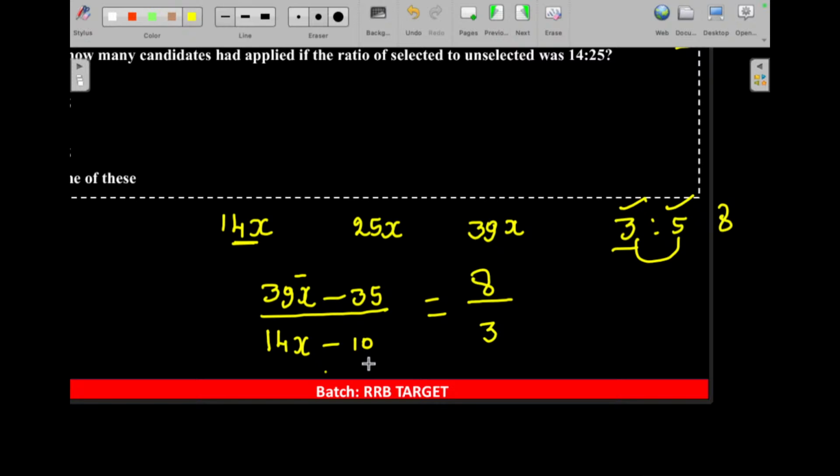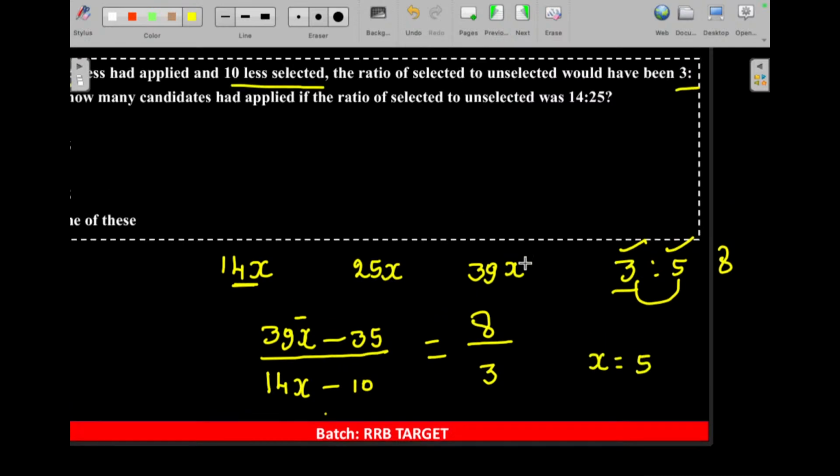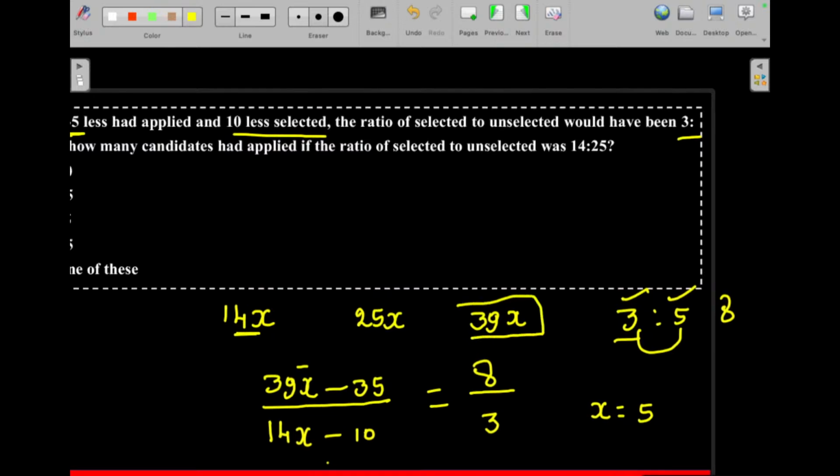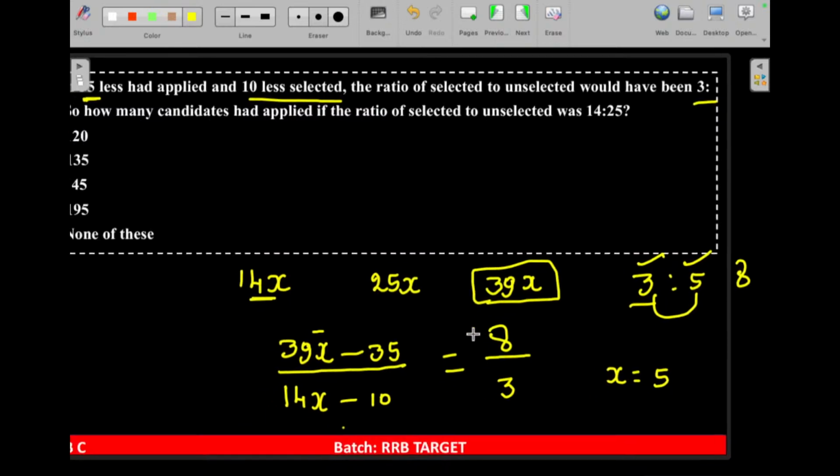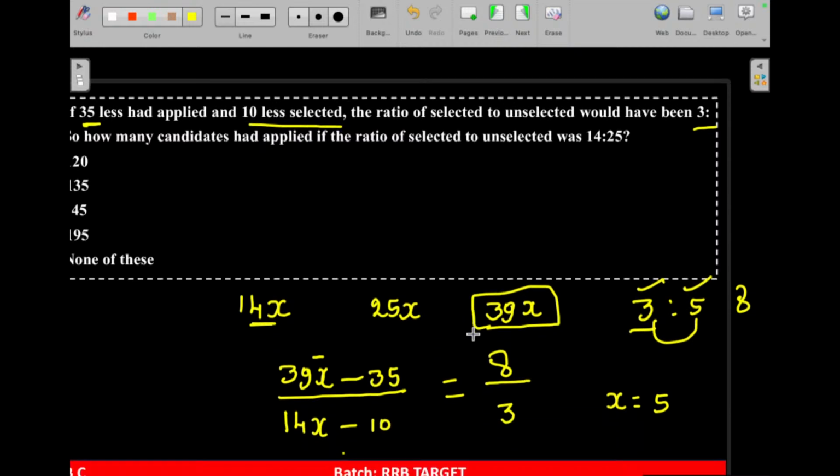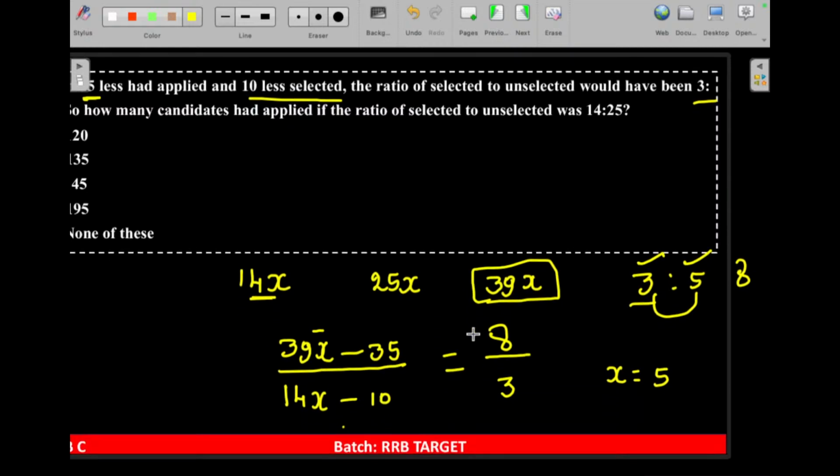Yeah, what is the answer? 190. That will be your answer. X is how much you will get? X is 5. If x is equal to 5, I need to find out 39x. This value I need to find out. That will be your answer. Done. Now please explain the second one.